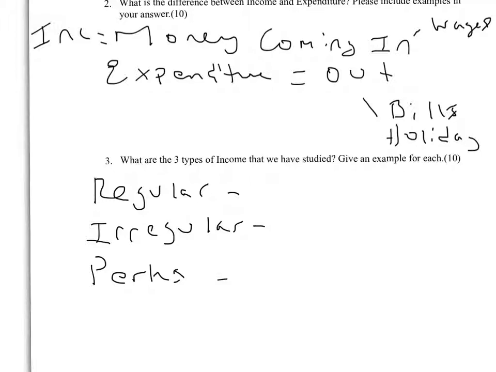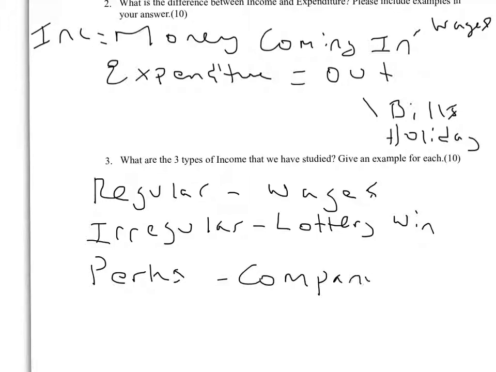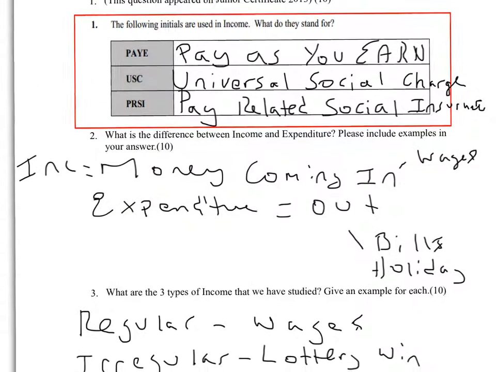Regular usually occurs most times. So wages, you would usually get paid a wage. Irregular then seems to be once off, or you can't rely on this income, so like a lottery win. And finally, perks, on top of the money you earn in your job, something like a company car. So that's how you would answer the first 3 questions, guys.